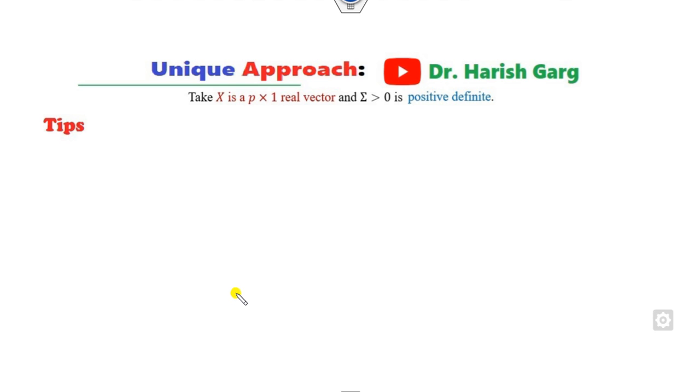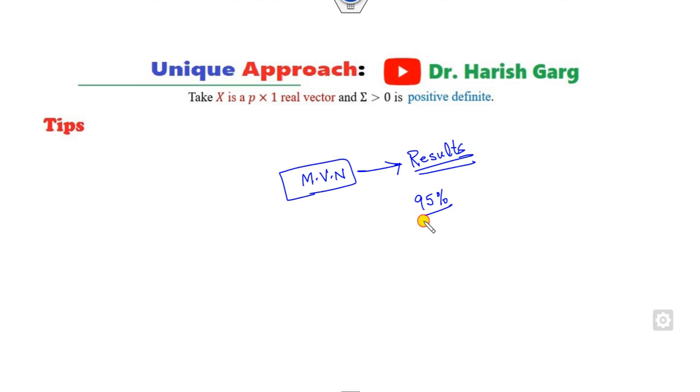Before I start, make sure the most important thing in the multivariate normal distribution is that every time the question is asked directly based on the results. They are not doing much calculation in this topic. 95% of questions are definitely asked related to the direct results, so you must remember the results. I can quickly recall some shortcut tricks which you can use for solving the MCQ problems related to the multivariate normal distribution in a very simple manner.